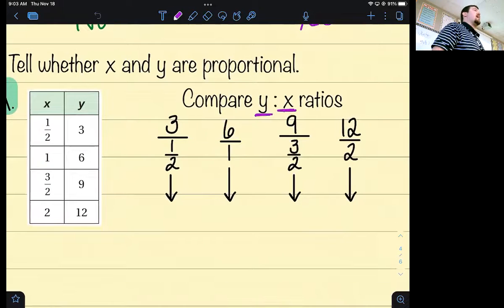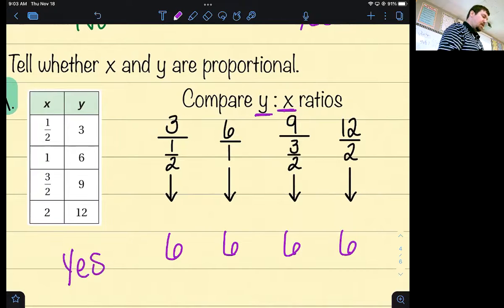What is 3 divided by a half? No, not 3 times. Oh, hold on. Yes, sorry. You said 6. Okay, you're right. And by the way, a half is just 0.5, so we just divide that. What's 6 divided by 1? 9 divided by 1.5 is 6. Well, I need to know because if one of these is different, it's not proportional. What about 12 divided by 2? So are these proportional? Yes. And we didn't use the cross products method. We used the dividing method to figure that out.